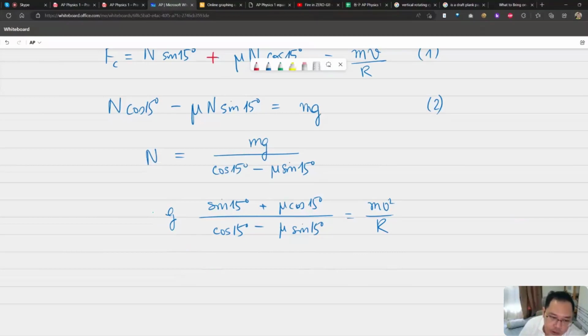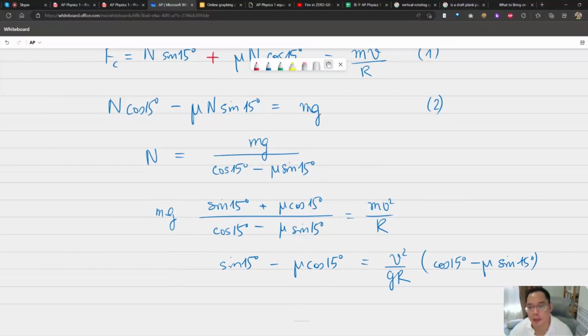Simplify m and then divide by g. We have the following equation: we can divide g on this side, v squared over gr, and then multiply with the bottom on this side. Cosine of 15 minus mu times sine 15 equal to sine 15 minus mu times cosine 15.